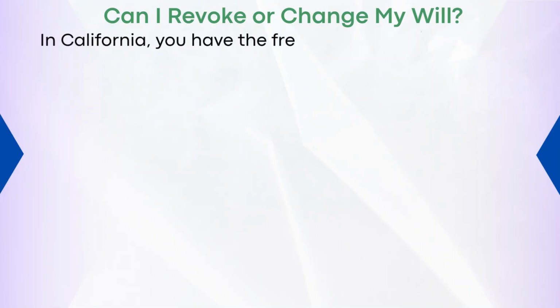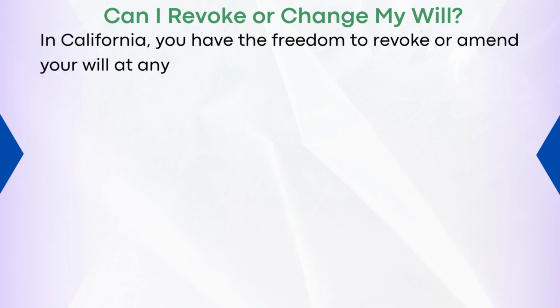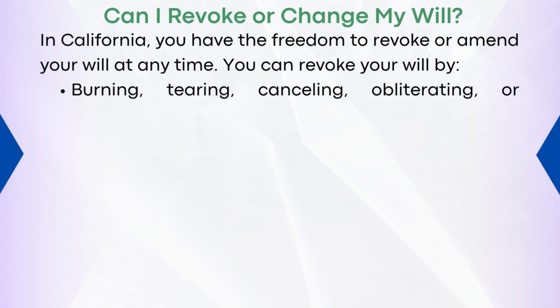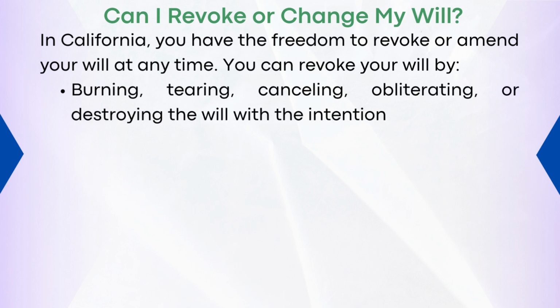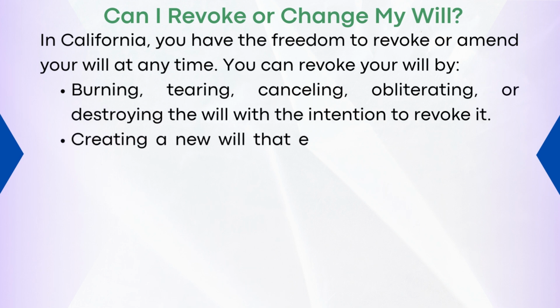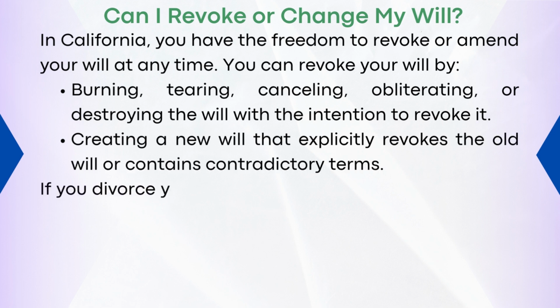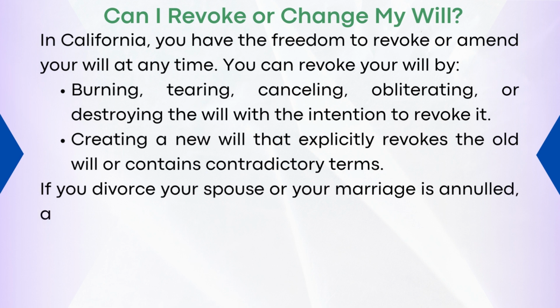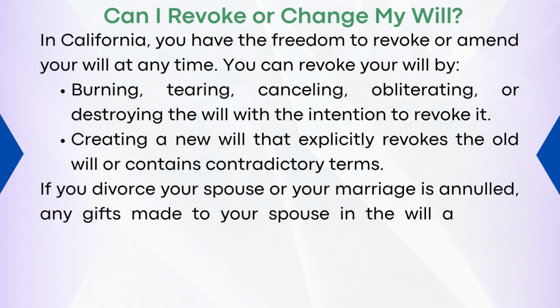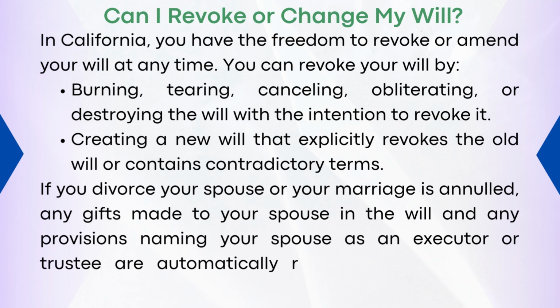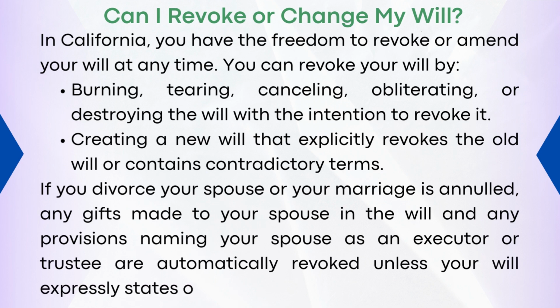Can I revoke or change my will? In California, you have the freedom to revoke or amend your will at any time. You can revoke your will by burning, tearing, canceling, obliterating, or destroying the will with the intention to revoke it, or by creating a new will that explicitly revokes the old will or contains contradictory terms. If you divorce your spouse or your marriage is annulled, any gifts made to your spouse in the will and any provisions naming your spouse as an executor or trustee are automatically revoked unless your will expressly states otherwise.